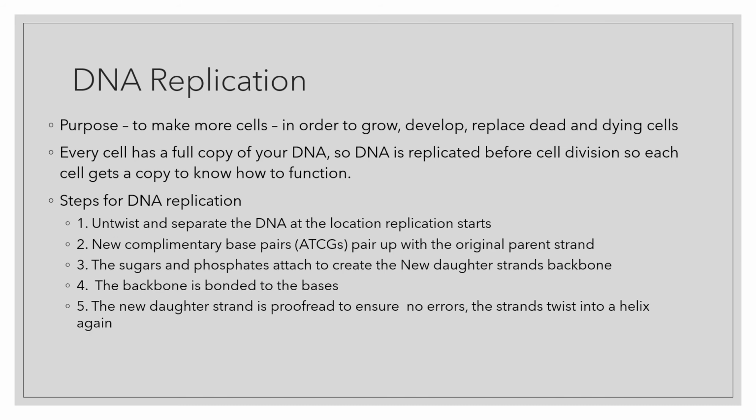So basically this whole process is untwisting and separation of the original parent strands. Complementary base pairs start attaching themselves to the parent strands. The sugars and phosphates make a backbone. That backbone bonds to the bases, and then eventually it's proofread. The strands completely separate from the 2 original ones, and they twist back into a helix again.